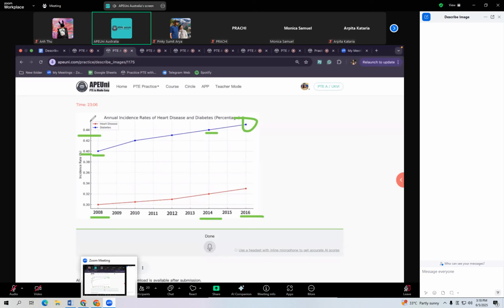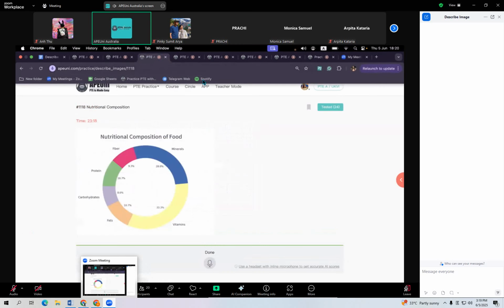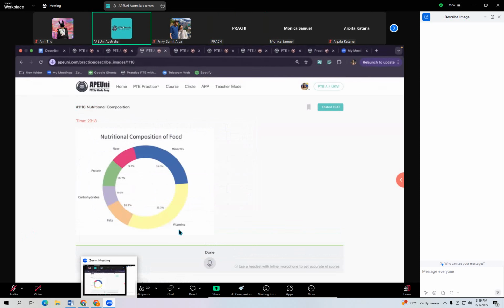So this was our third and fourth component, right? So everybody, if we try to do the next one, what do you guys think is the highest component and how much is it in this particular image? Minerals 28%. Yes, Joey, minerals. Where is it? 28. Yep. Vitamins is also high, vitamins, right? Yeah, 33.2%. Yes. And the lowest is carbohydrates. Yes, that's right.